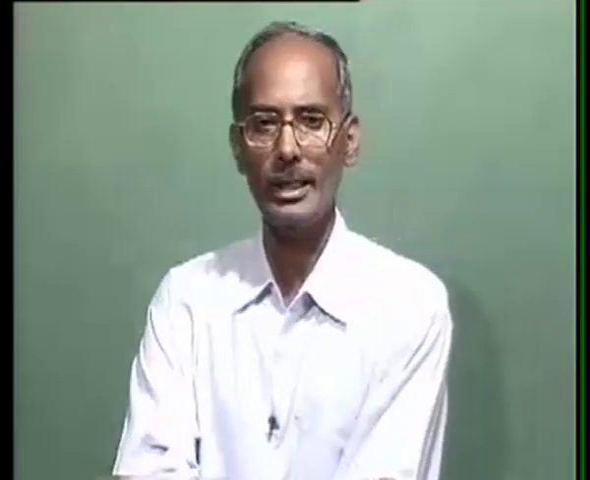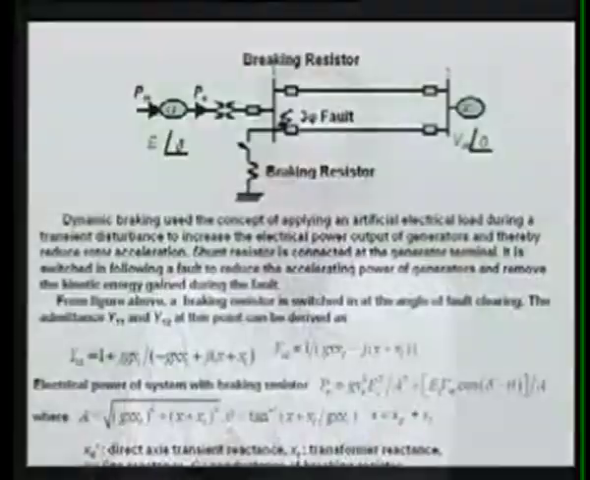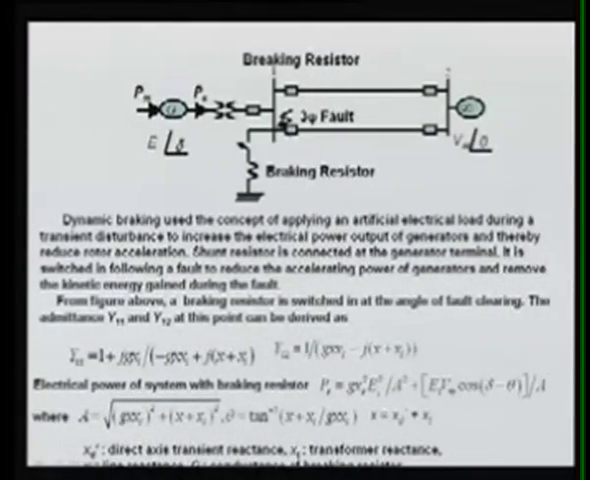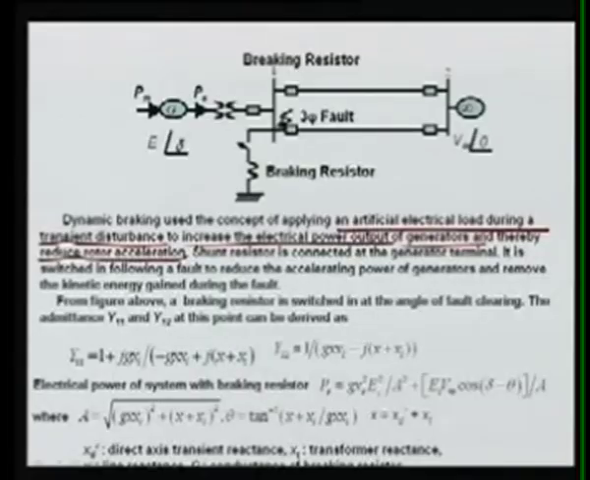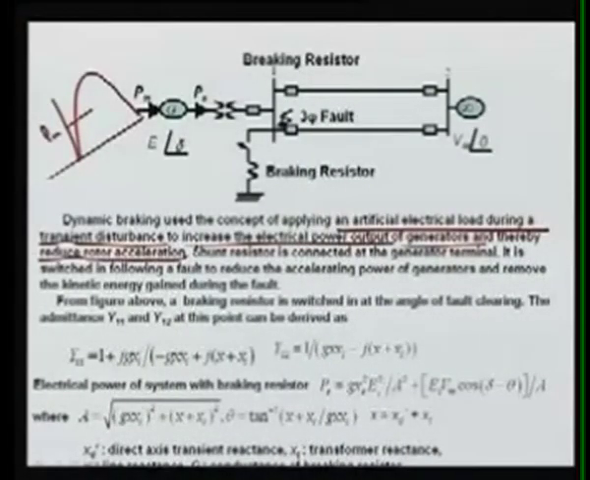Now another impact, let us see the breaker resistance. Here there is a breaker which is having some resistance. Dynamic braking uses the concept of applying an artificial electrical load during a transient disturbance to increase the electrical power output of the generator, thereby reducing the rotor acceleration. What we are going to do: if there is a fault, in the previous case we saw that if it is a voltage fault at the bus, your system is operating like this, here your PM, it is suddenly coming to 0 and then it is accelerating like this.